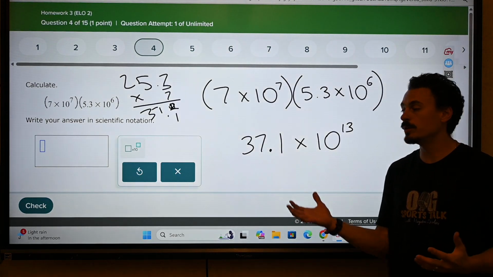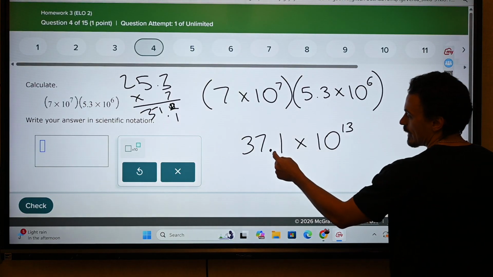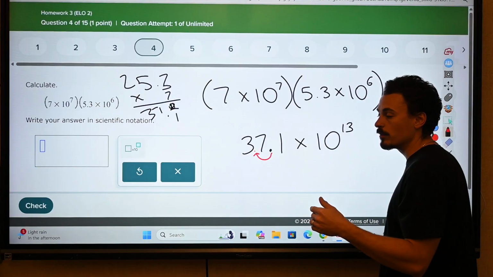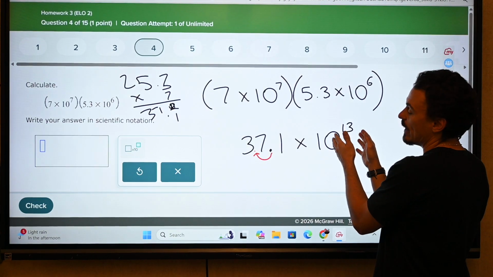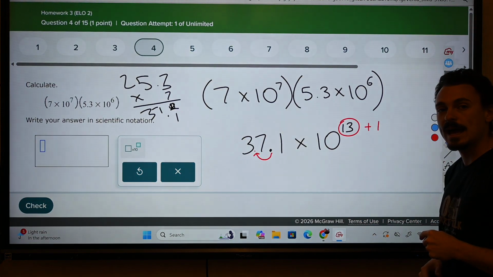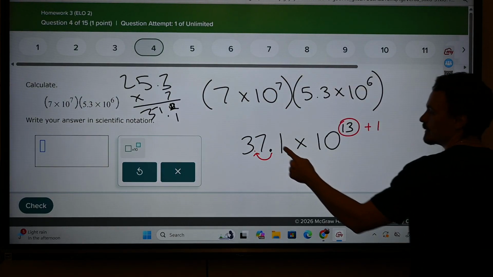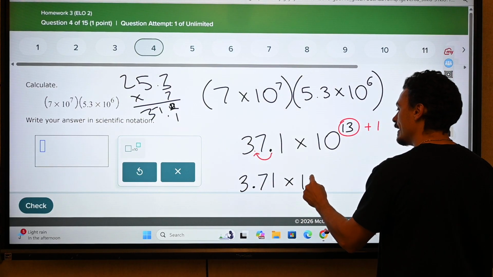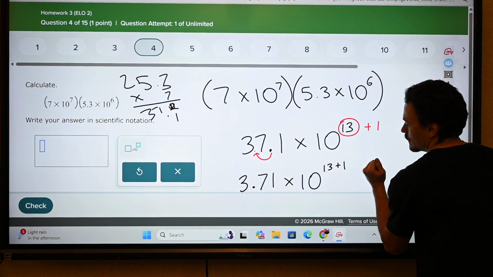A lot of you are putting this as your answer. You can't do that because you have to have your decimal right here where there's only one number next to the decimal. So in order to shift that decimal back, we're going to have to add 1 more power of 10 to our exponent. So what I'm trying to say is you have to write 3.71 times 10 to the 13 plus 1, which is 14.